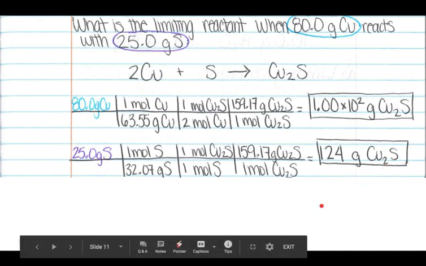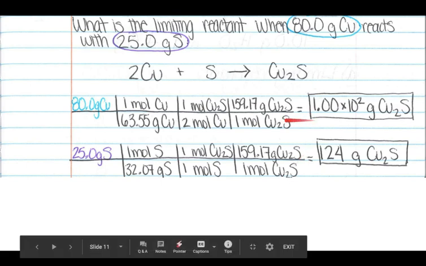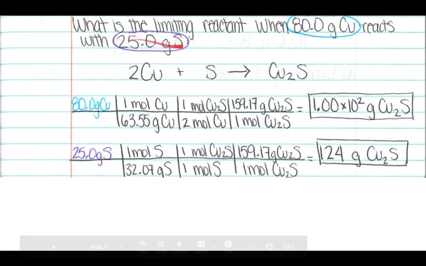All right, so to determine which one is my limiting reactant, I'm thinking about which one produces the least amount of product. Okay, the one that produces the least amount of product in this case is obviously copper. It's not something where I could have looked at the question and just been like, oh, well, there's less sulfur, so that must be my limiting reactant. It's actually not the case, right?